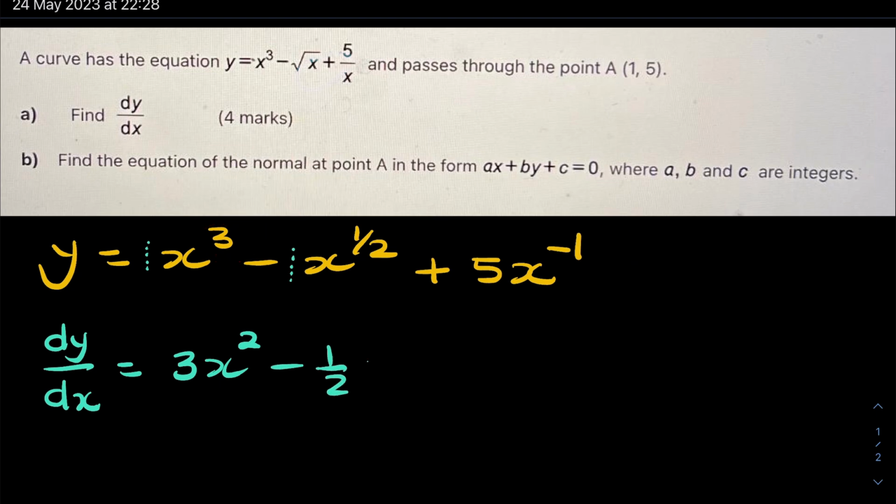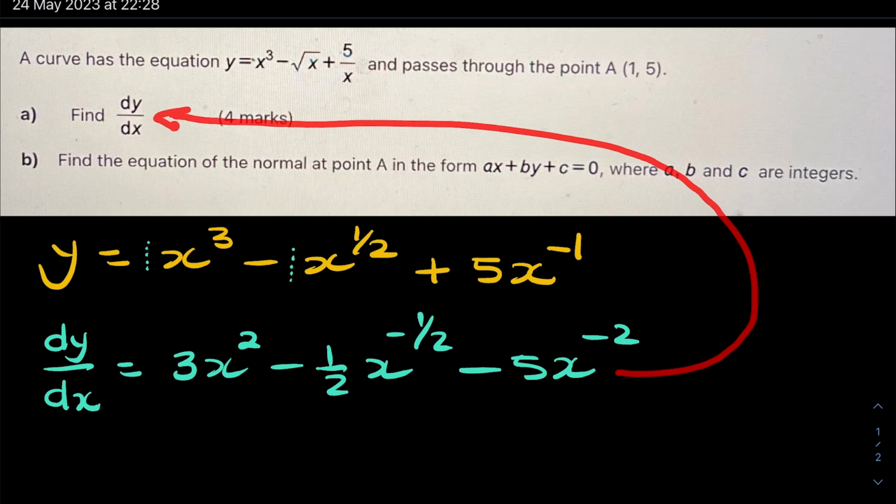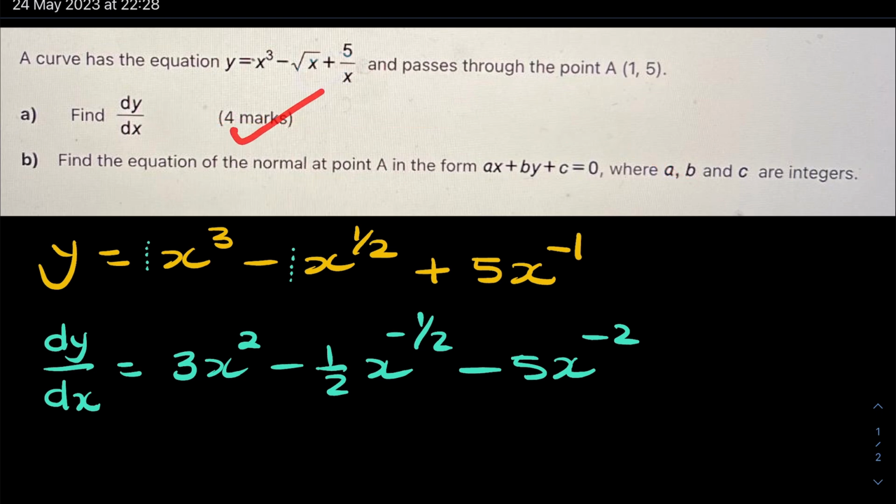Minus 1 over 2x to the minus 1 over 2 minus 5x to the minus 2. So that is dy by dx. So that's your 4 marks.